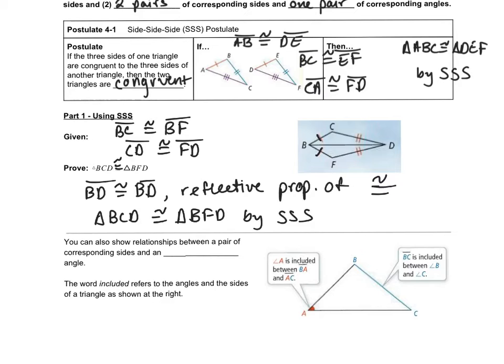And then you can also show relationships between a pair of corresponding sides and an included angle. All right, so this piece of information is very important, especially when we get into the next lesson, 4.3. When you hear the word included, think of the word between. So if we say the included side, then we're talking about the side that is in between two specific angles, or vice versa. If we're talking about an included angle, then it is an angle that is in between two specific sides.